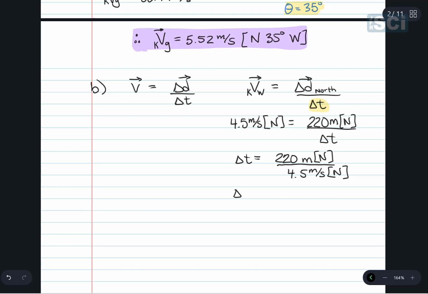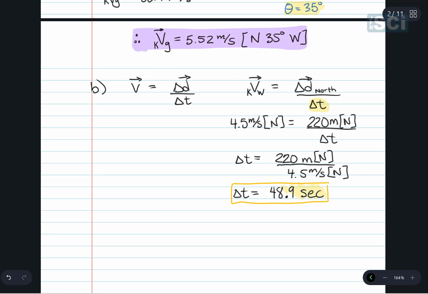Cool. So let's take those two values, let's divide them. So 220 divided by 4.5, and I end up getting about 48.9 seconds. So we can say 48.9 seconds. All right, so we now know how long it took to get across the river.